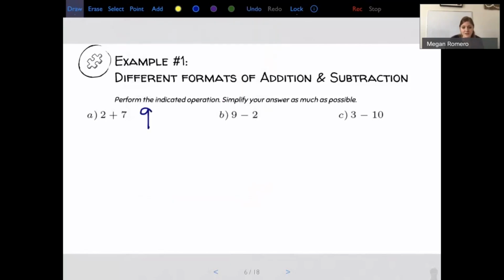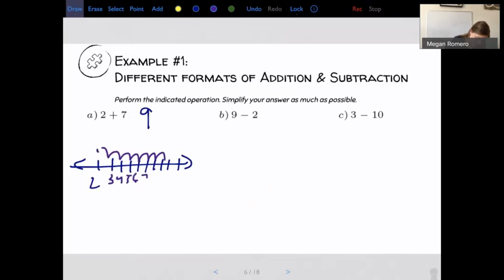You can also use a number line for this where you would start at 2, and since we're adding 7, we would go in the positive direction or to the right. 1, 2, 3, 4, 5, 6, 7. And if we were to finish this number line, we would end up at 9. For part B with 9 minus 2, again, think of money. If you have $9 and you give somebody 2, you'll have $7 left.